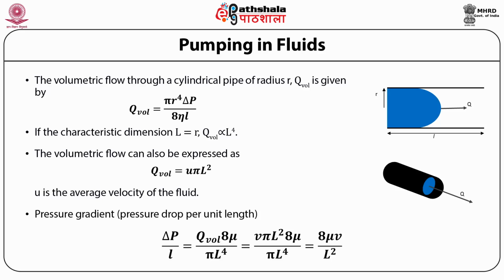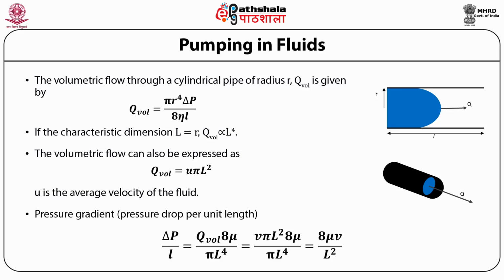So now putting the value of Q volume, that is equal to U pi L square, multiplied by 8 mu divided by pi L to the power 4. Now pi L square is common in both the numerator and denominator, which leaves us with 8 mu U by L square.